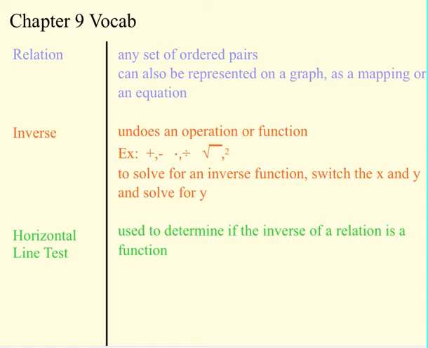So when you're looking at a relation, if it fails the vertical line test on a graph, or if you're looking at a set of ordered pairs and you see the same x value paired with more than one y value, it is not a function.